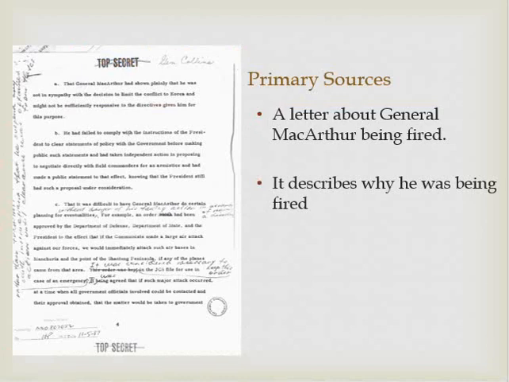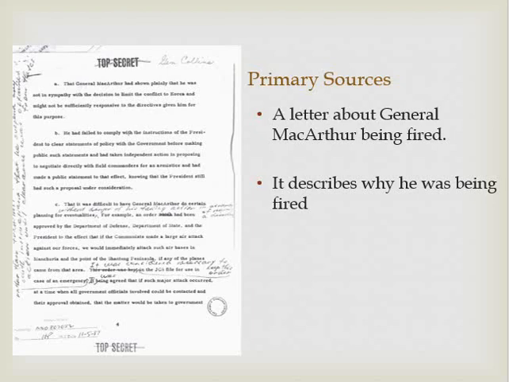Please see the slides. In this slide, you will see a letter about General MacArthur being fired. It describes why he was being fired. If you go through the content of the letter, it clearly says that there was straightforward disobedience of orders by the general. And it was very sensational for the United States.